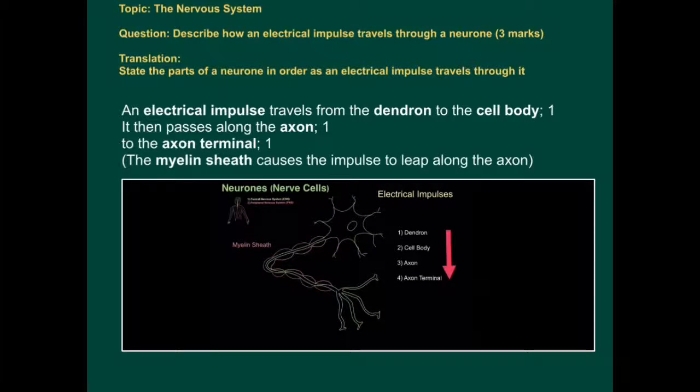You could also make note that the myelin sheath, those are the fatty rolls that surround or insulate the axon, causes the impulse to leap along the axon. So basically, where the myelin sheath isn't present, the impulse jumps, and that makes nervous conduction much faster.